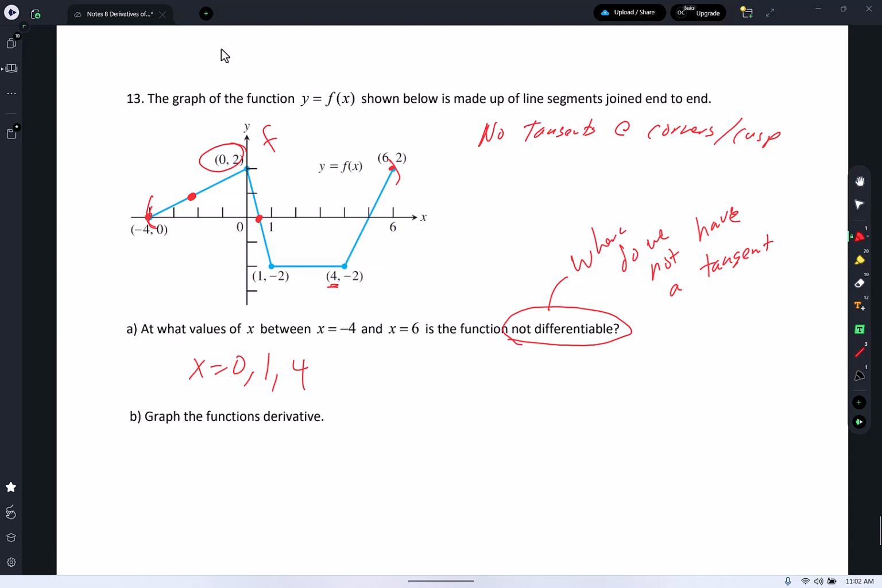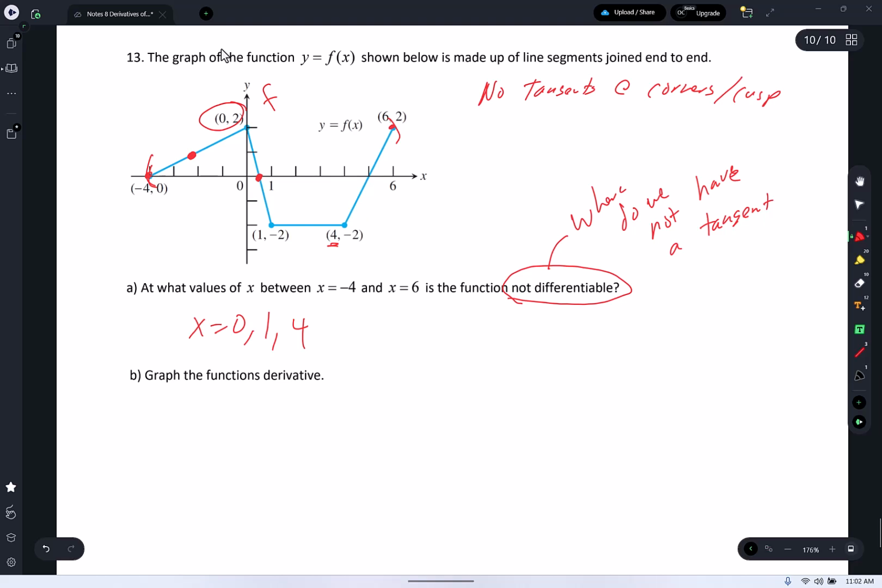Are we okay? Okay. It says graph the function's derivative. They're all linear lines, so we're just going to find the slopes. I'm at negative 4, 0, and I go up to 0, 2. So let's see, I go up 2 to the right 4. So this is a slope of a half. Does everyone see how I got that slope? I went up 2 to the right 4. That's the slope of a half. And then from 0, 2, I go all the way to negative 2. So that means I went down 4 and right 1. So this is a slope of negative 4. Between 1 and 4, that's a slope of 0.